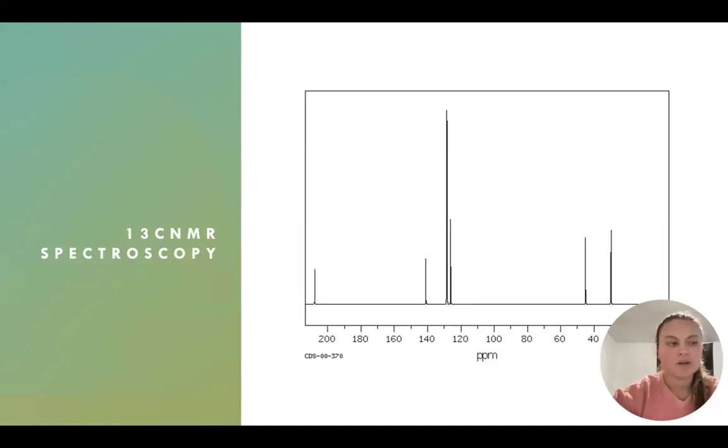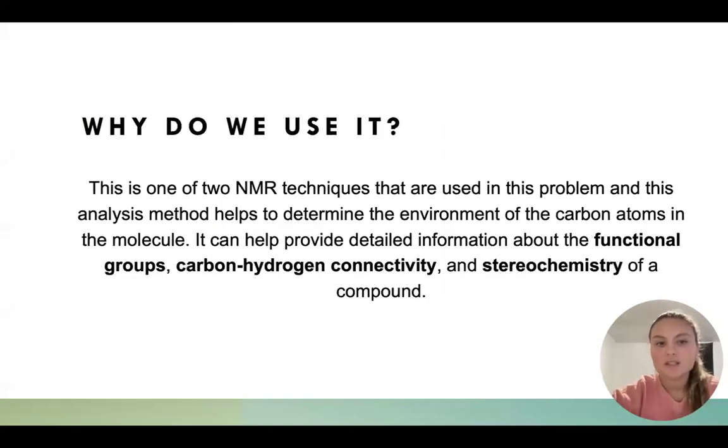The second one that we looked at was the 13C NMR spectroscopy. Here is the image that I was given. Again, just like with the IR spectroscopy, I wanted to look into why we use this first. This is one of two NMR techniques, and it helps us determine the environment of the carbon atoms in the molecule. It provides detailed information about functional groups present, carbon-hydrogen connectivity, stereochemistry, and helps determine the unique carbons within the molecule.